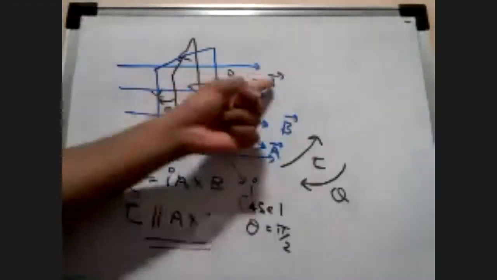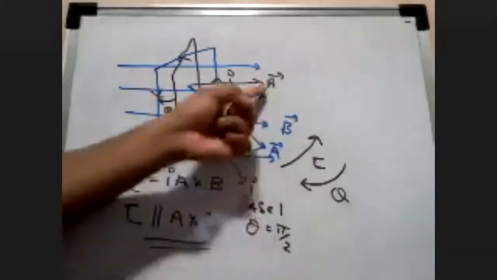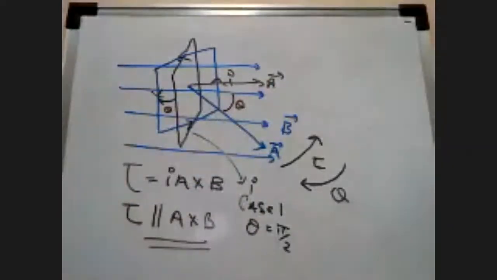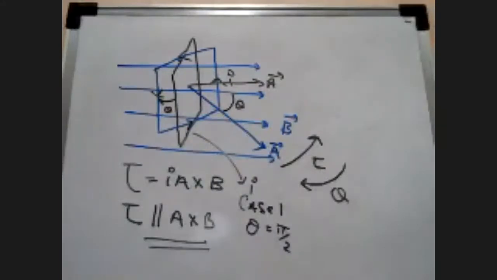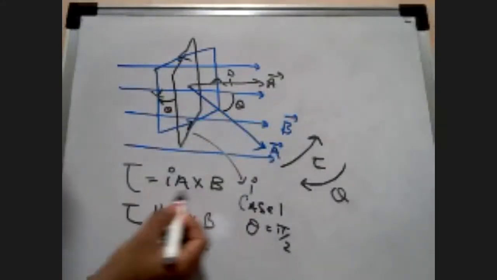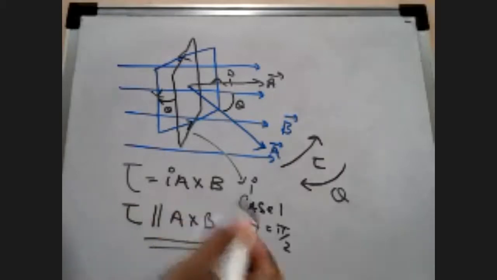So when my area vector and my magnetic field are parallel to each other, what is the angle between them, students? The angle between the area vector and magnetic field becomes 0, and sine 0 is 0. So IA cross B, if you open it up, will be IAB sine theta. In that case, sine theta is sine 0, and so torque will be 0. This is the first case which we learned yesterday, right?